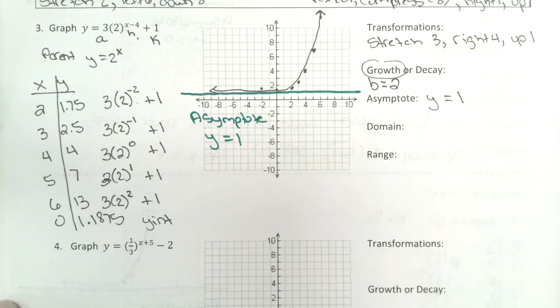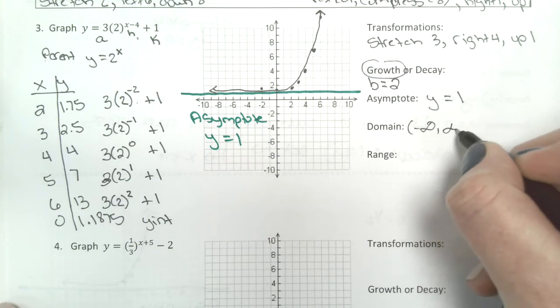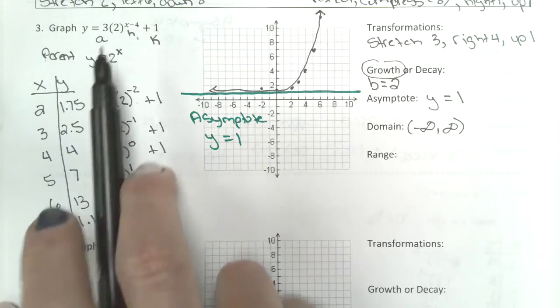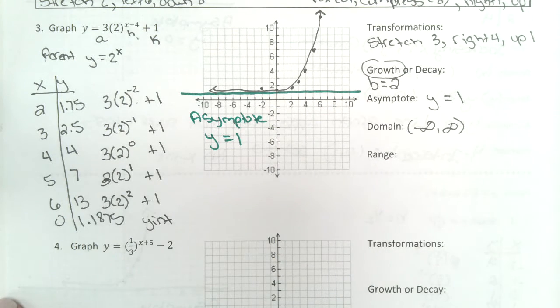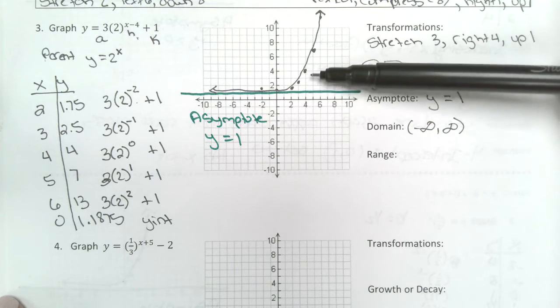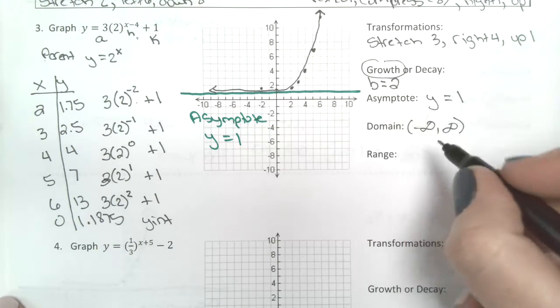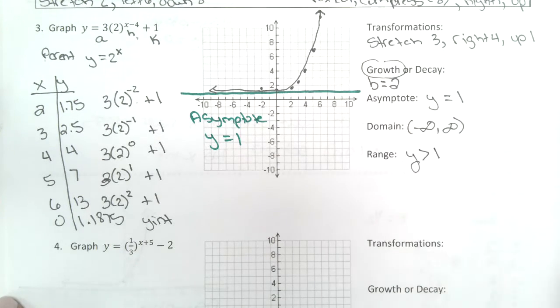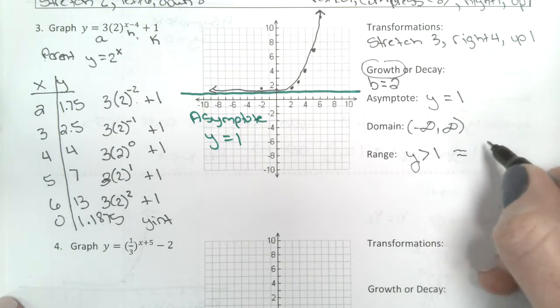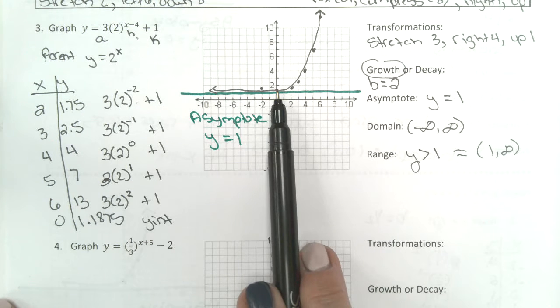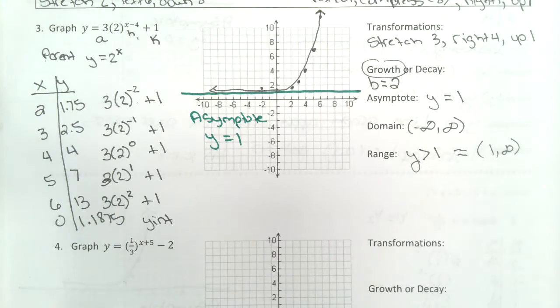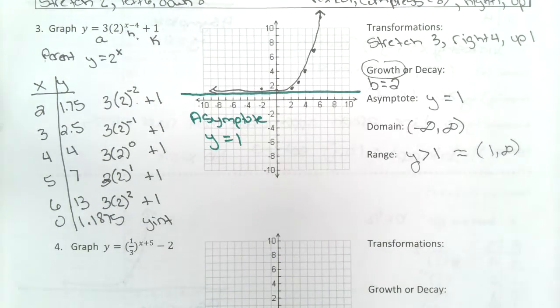Now I can tell what my domain is. My domain is always negative infinity to infinity. I can plug in any number that I want for x, and it will get me a number. My range. So your asymptote creates a boundary line. Your range is y is greater than 1, which becomes 1 to infinity. So you will never, ever get a value that is 1 or smaller.